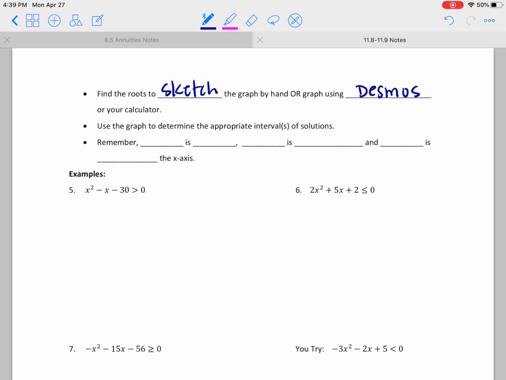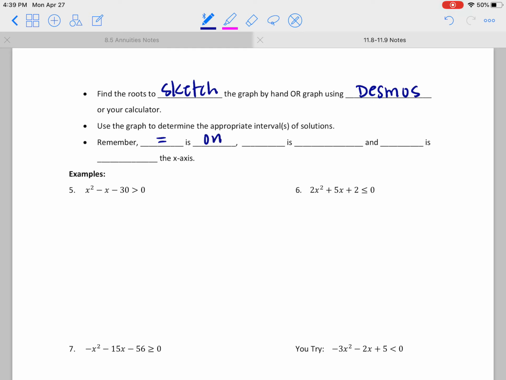So if we're going to solve, we are going to find the roots to sketch. We're really going to do a rough sketch of the graph, or by using, you saw me use Desmos, or if you have a graphing calculator, your graphing calculator can do this for you too, and I'll show you both. Well, I'll show you the Desmos, but we can do this by hand without the calculator too. And then we're going to use the graph to determine our appropriate intervals.